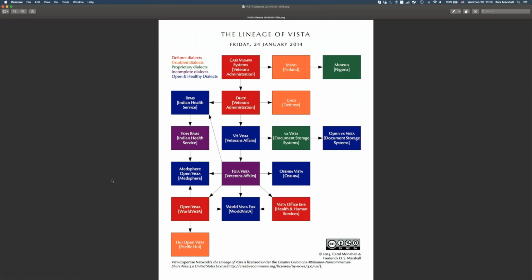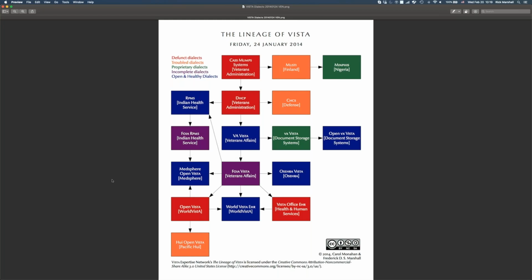So I'm going to hop out for a sec just as a reminder. I showed this last week, but I just want to show it again briefly, that there are a lot of different dialects of VistA. And the goal is to have as few as possible. Ideally, we would like to reunify a bunch of these dialects. We want to consolidate on the smallest number of dialects possible.